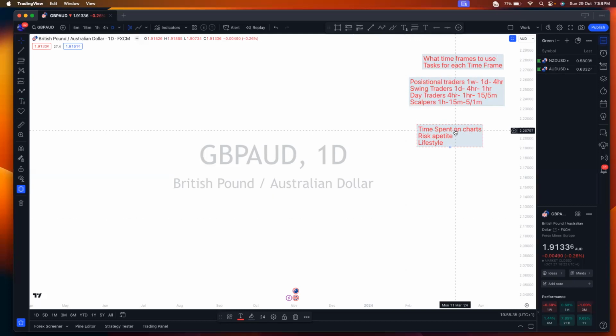On the lower time frames, price basically moves constantly. In an hour, you can get 1 to 3 opportunities. And if you're just looking at your charts once a day, you can miss almost all the opportunities in the day. So you cannot be spending less time on the charts and then wanting to trade the lower time frames. You can only do maybe swing trading or even positional trading. Then the next one is risk appetite.